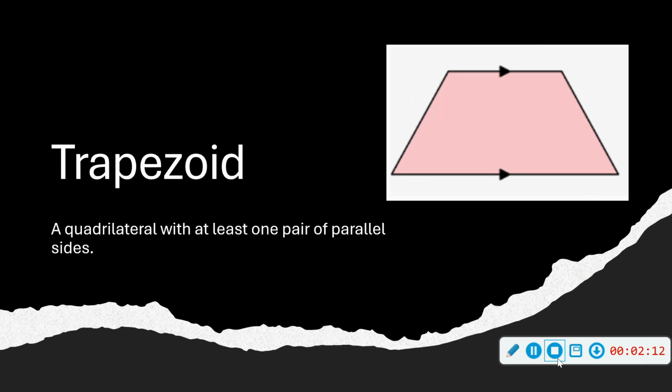Next we have a trapezoid. That's a quadrilateral with at least 1 pair of parallel sides. Remember the arrow in the middle means that those are parallel.